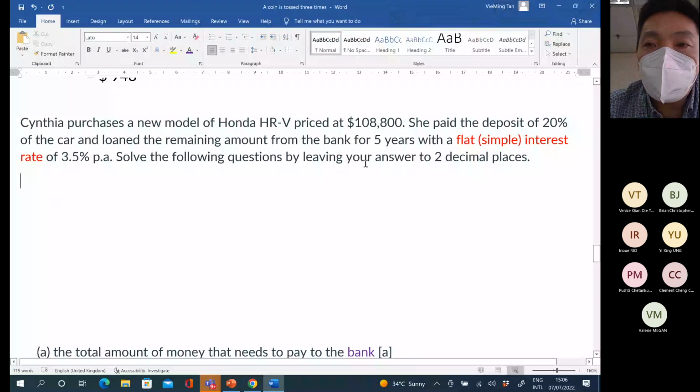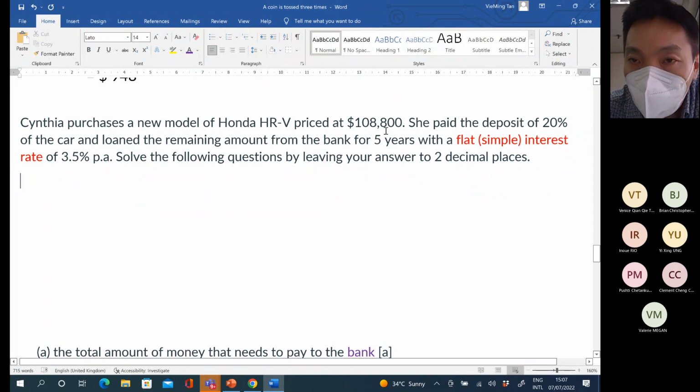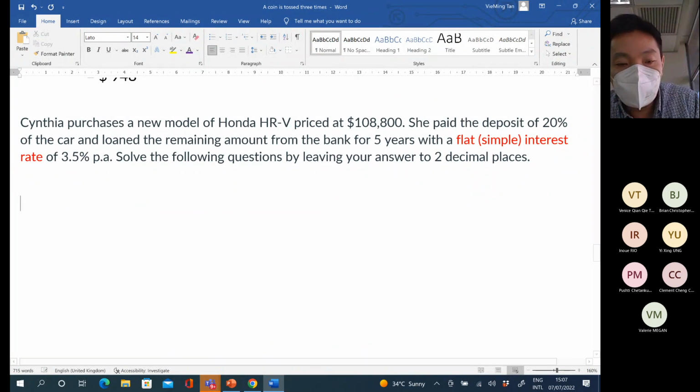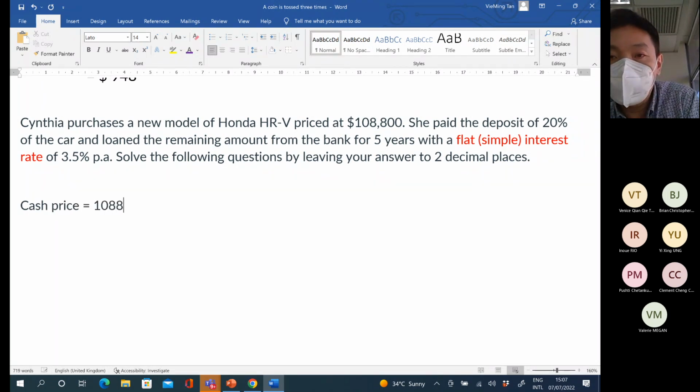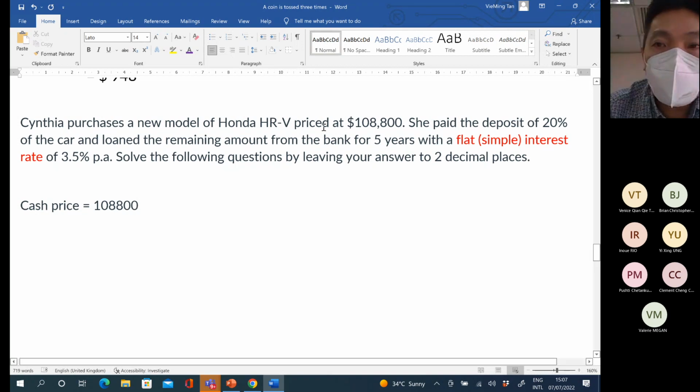Okay, so in fact, from this question here, this is the cash price. This is the price in order to buy the car by using cash. So I put your cash price. Cynthia is not going to pay cash in lump sum to Honda. Okay, no, cannot. So in order to settle this problem, she tried to borrow money from bank.